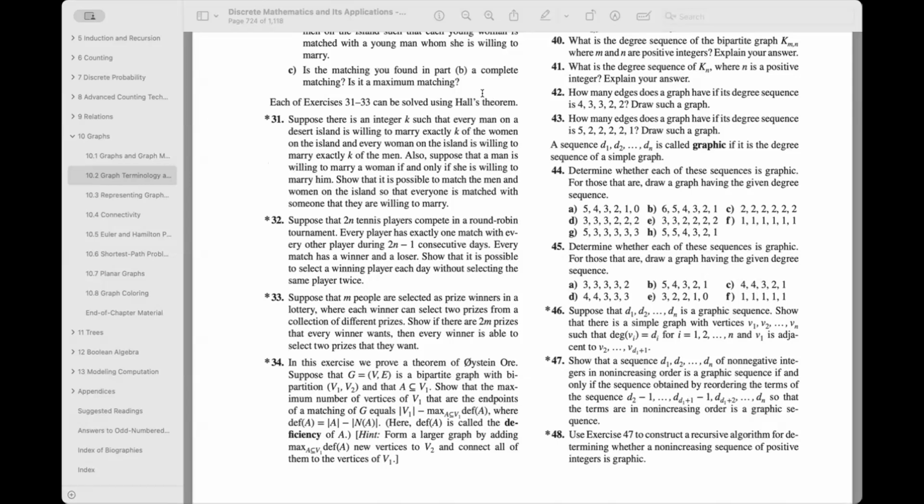So what I can tell from this is that the number of men on the island has to be greater than or equal to K, and the number of women on the island has to be greater than or equal to K, because it's saying K of the women and K of the men. A man is willing to marry a woman if and only if she is willing to marry him. Let's say that the size of the subset of men is equal to K.